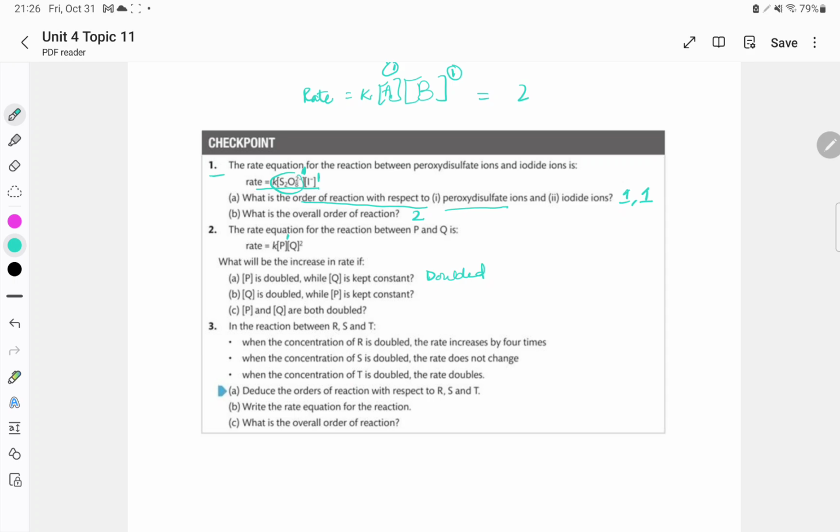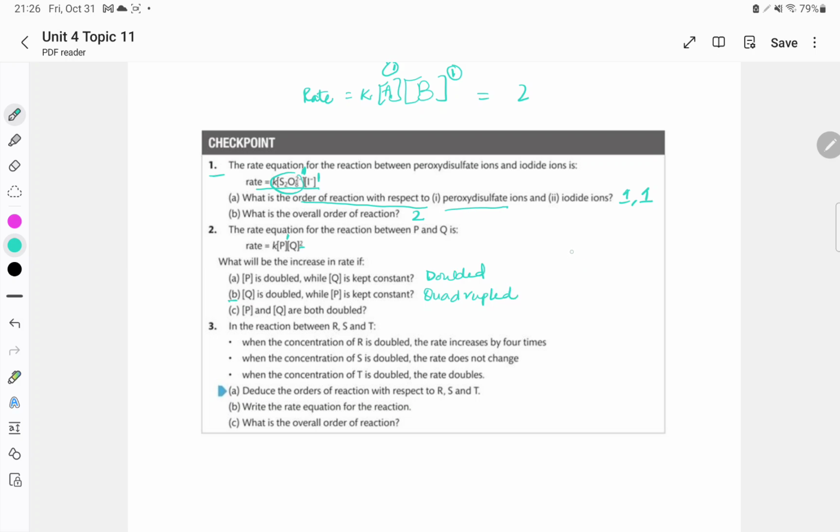Okay, then we have part B. It says if Q is doubled. Remember, Q is not a first order, because you can see here a small 2. That means it's a second order. So what happens in second order if the concentration is doubled? What will happen to the rate? The rate is going to multiply by 2 into 2. That means it will be quadrupled. It will increase by 4 times, because that's the second order. So you can say quadruple. It means it's increased 4 times.